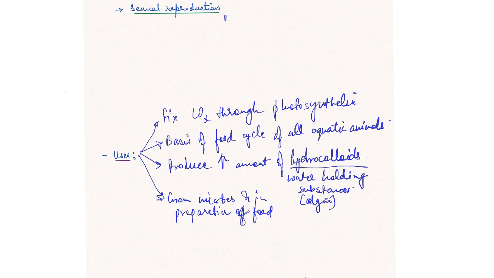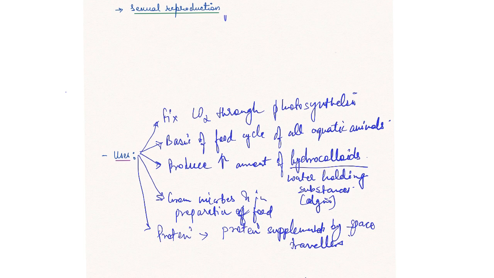Then they are also rich in proteins, and that is why they are used as protein supplements. By whom? By space travelers. One example is spirulina. Algae like spirulina have so much protein that they are used as protein supplements by space travelers.